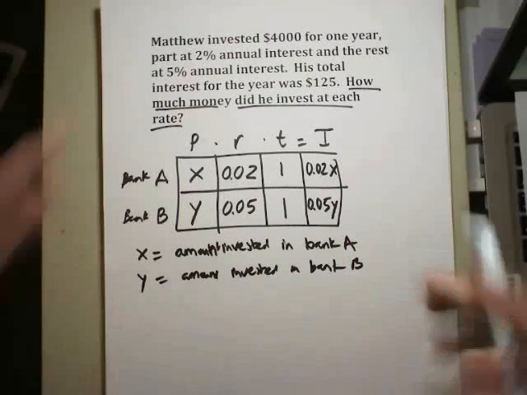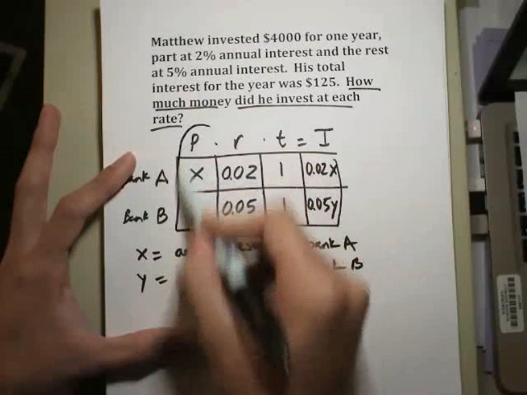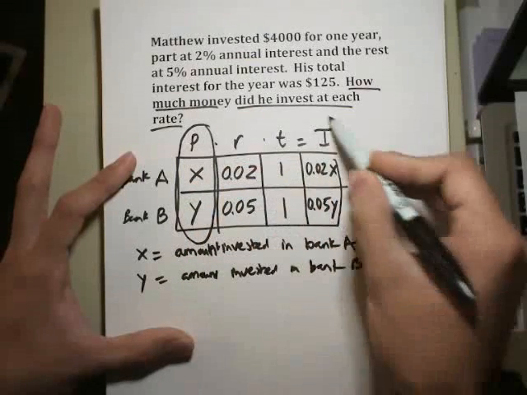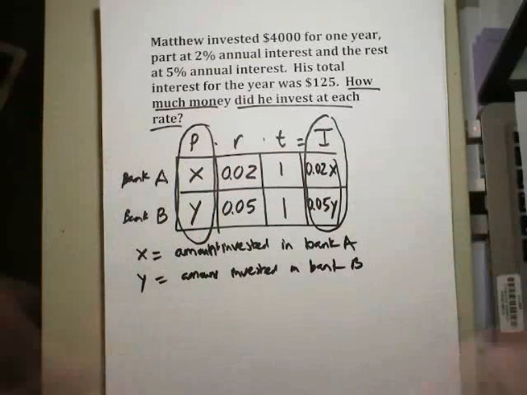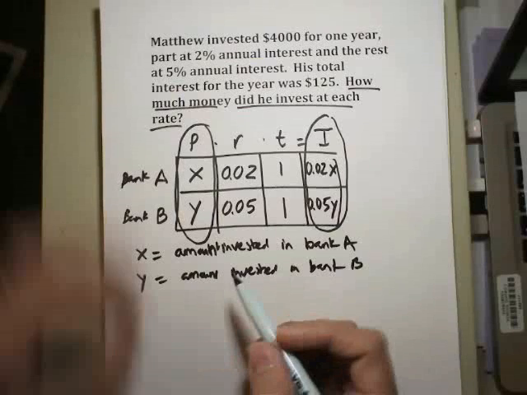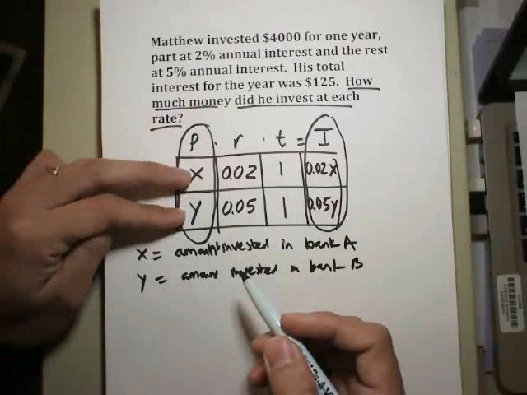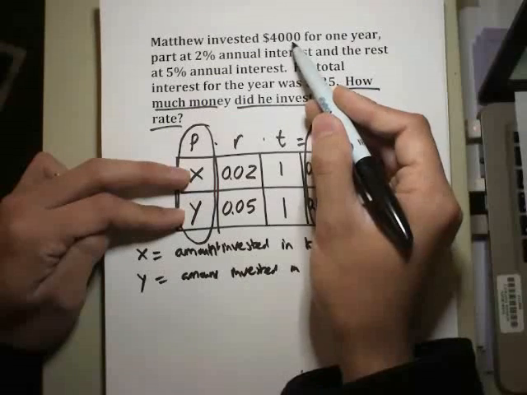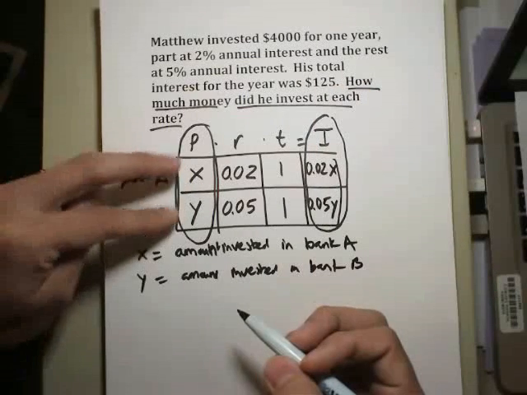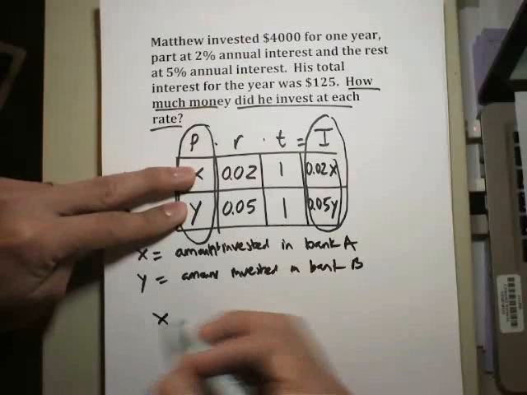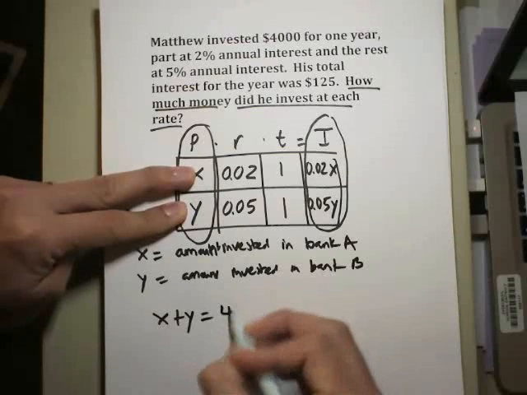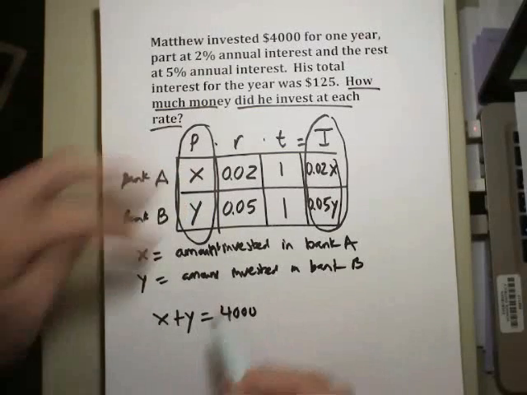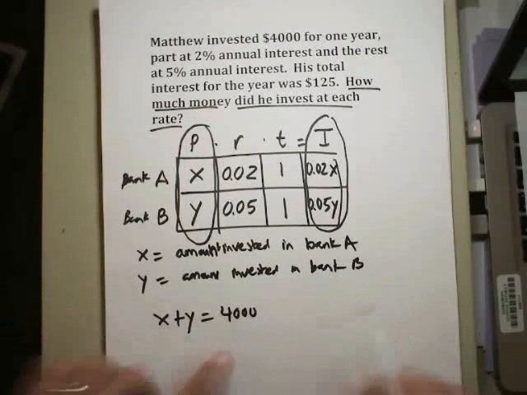All right, so now that we have this column right here, let's focus on the principal column, and let's focus on the interest column, because that's what we need to focus on. Now, the principal is the amount you invest in both banks, right? And we know that he had only 4,000, so that means if you take the amount from both banks, which is X plus Y, don't you have exactly $4,000? Because this is the amount invested in each bank, and he had 4,000.